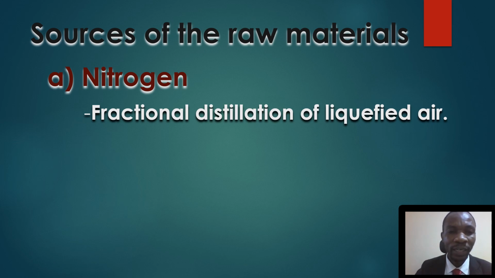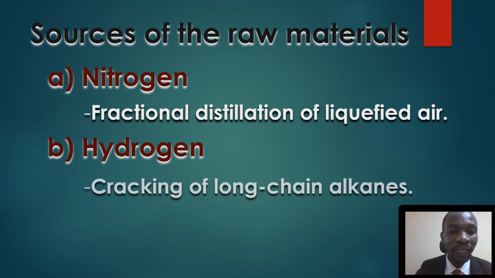So the second raw material is hydrogen. You can obtain hydrogen from two sources. The first one is cracking of long chain alkanes. Long chain alkanes are simply hydrocarbons which consist of many carbon atoms per molecule. The process of cracking is simply breaking down these long chains into shorter chains.